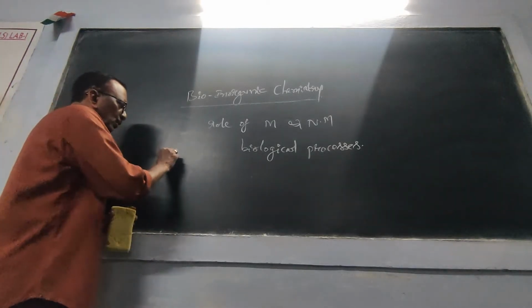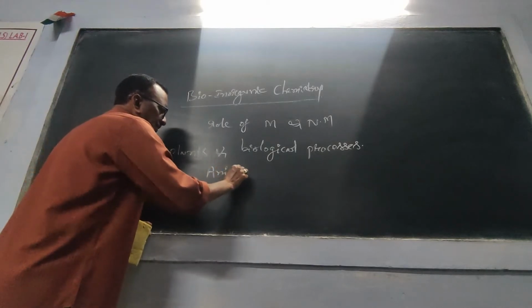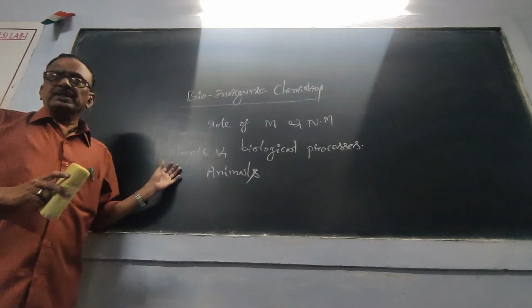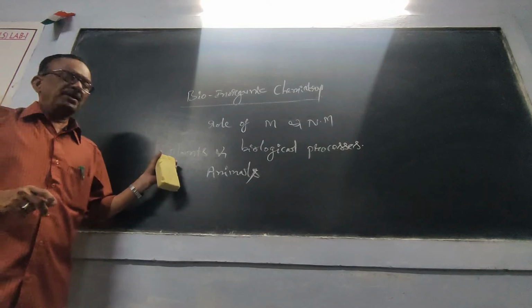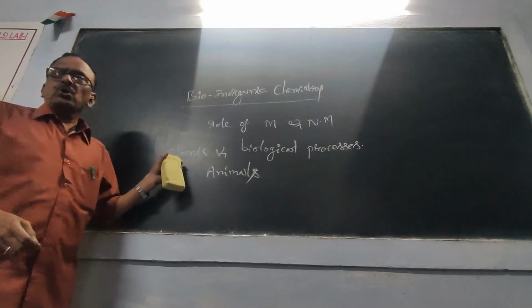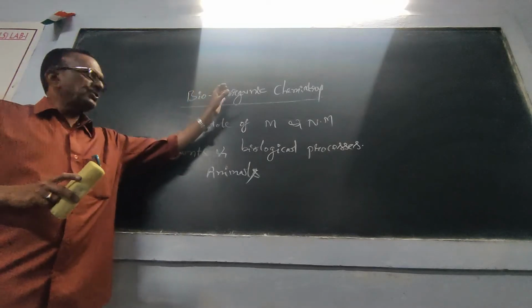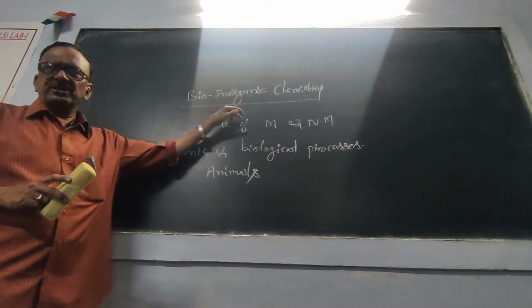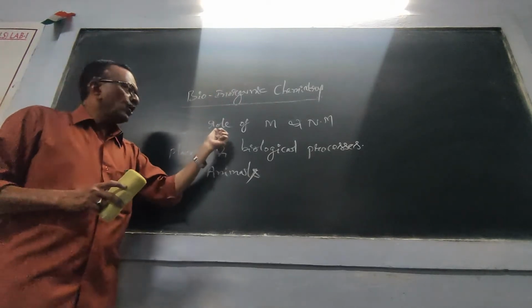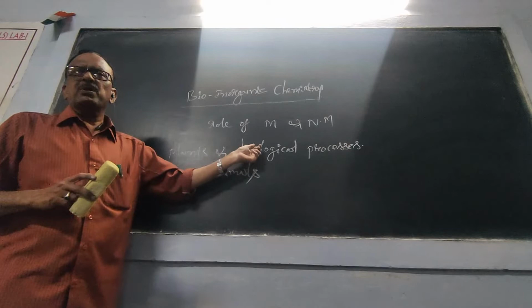Living systems include plants and animals. For plants and animals we use alternative terms, that is flora for plants and fauna for animals. So bio-inorganic chemistry, also called inorganic biochemistry, is a branch of chemistry that deals with the study of the role of metals as well as non-metals which are involved in biological processes.